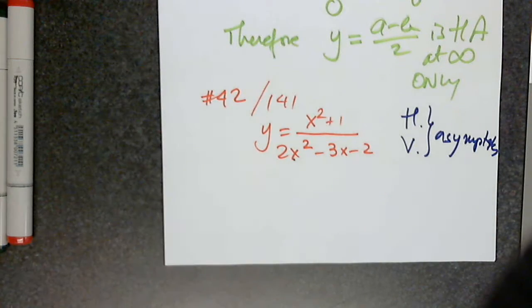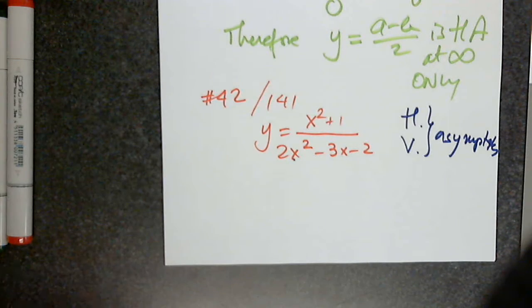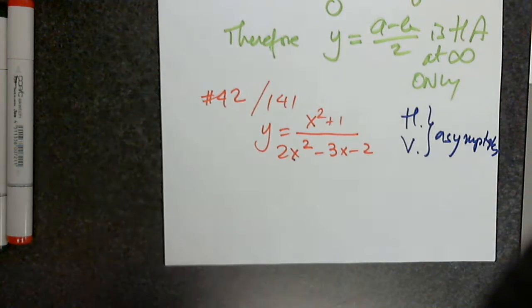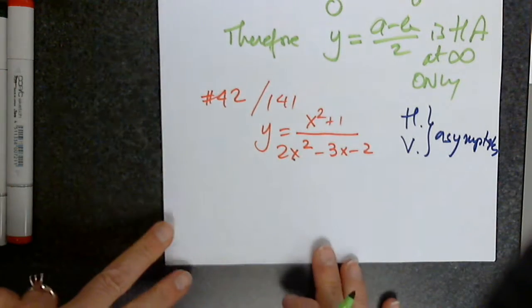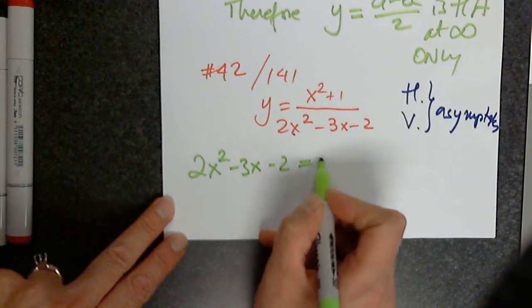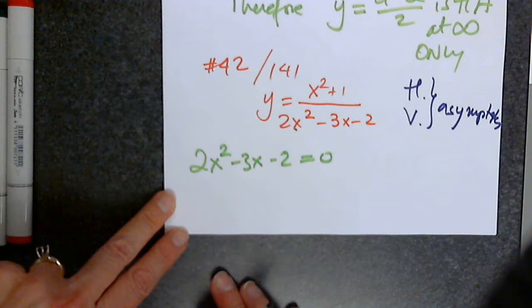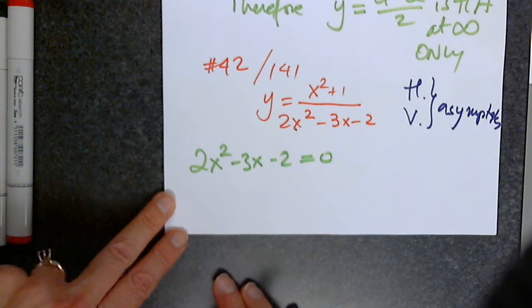Okay. When will a rational function have vertical asymptotes? When the denominator equals 0. When the function is undefined, in other words. So then 2x squared minus 3x minus 2 equals 0. We can factor or use the quadratic formula. What would you prefer?